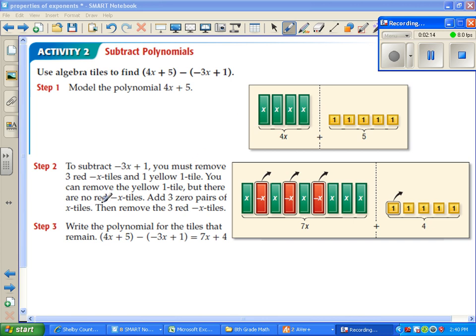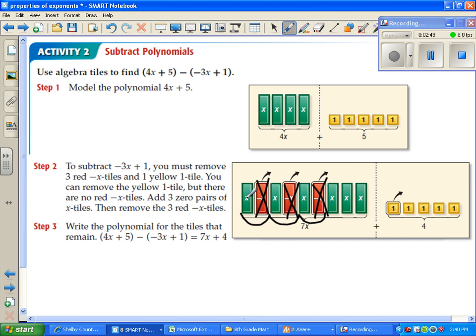Then to subtract negative 3x plus 1, you must remove 3 red or negative x tiles. Well, do I have 3 negatives in here? Up here? No. So remember when we had our algebra tiles, if I had to put any in, I had to put a pair in. So this is what you're adding in right here. 1, 2, 3. Because I have to put them in as pairs. Because they zap out as pairs and they come in as pairs. Okay? So then now I want to take those away.